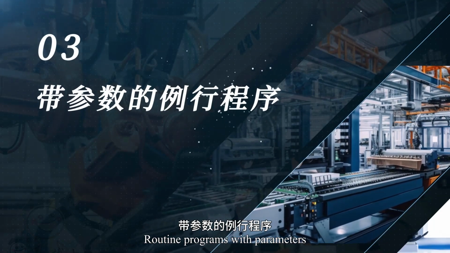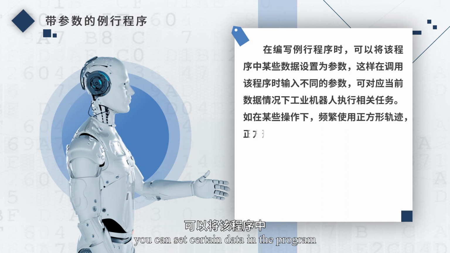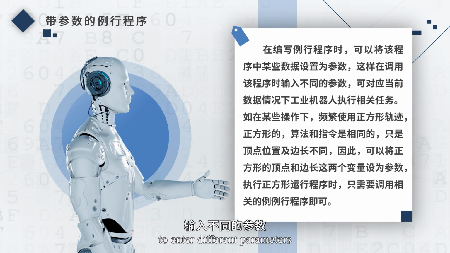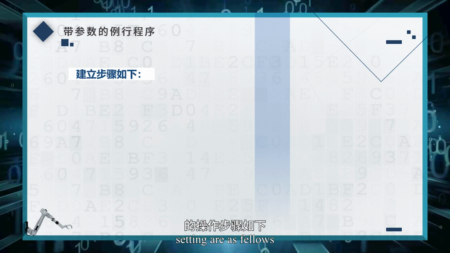Routine programs with parameters. In the preparation of routine programs, you can set certain data in the program as parameters, so that when calling the program to enter different parameters, it can correspond to the current data situation of the industrial robot to perform the relevant tasks. For example, in some operations, the frequent use of square trajectories can be set with the vertices and side lengths of the square as two variable parameters. The execution of the program with similar square data can be called as long as the relevant routine program is set. The steps for setting are as follows.